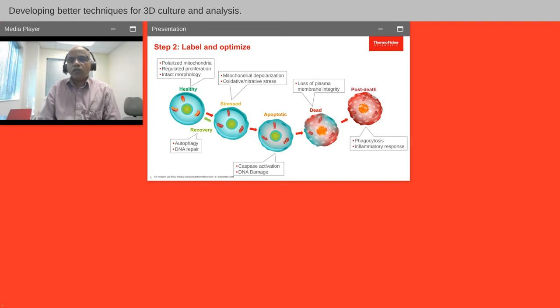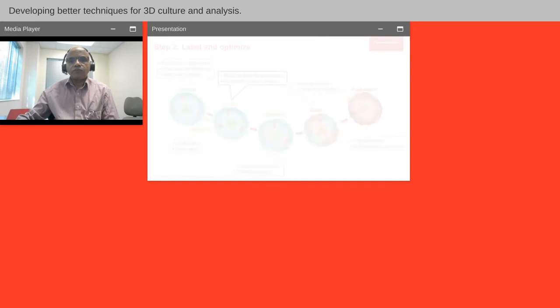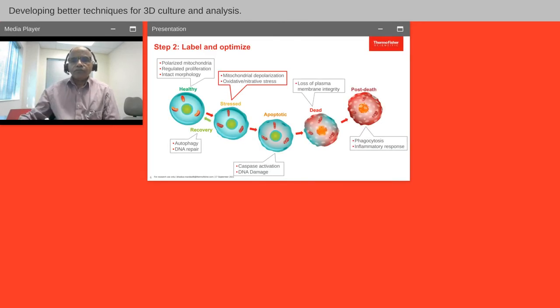As I mentioned before, after the cells are dying, there is an inflammatory response or phagocytosis that happens in the tissue environment and also in spheroids and organoids. Now I'm going to talk a little bit about mitochondrial depolarization and oxidative stress measurements as a result of stress.